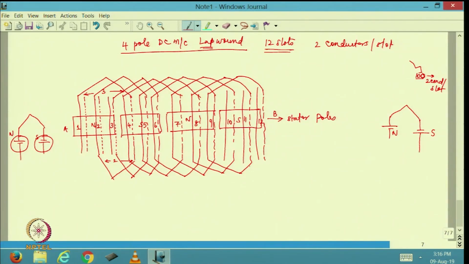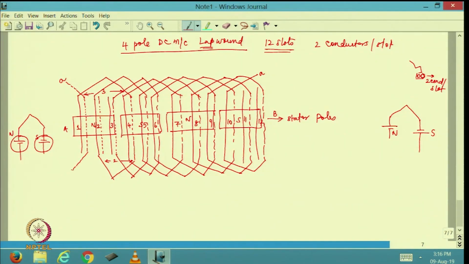From 12 it will go back to 10. Now, from 10 it should go to 13. 13 is actually 1 because it is folding back, right. So, from 10 it will go to 13. So, I should say 1, the backward conductor. So, if I call this A, this should also be A.